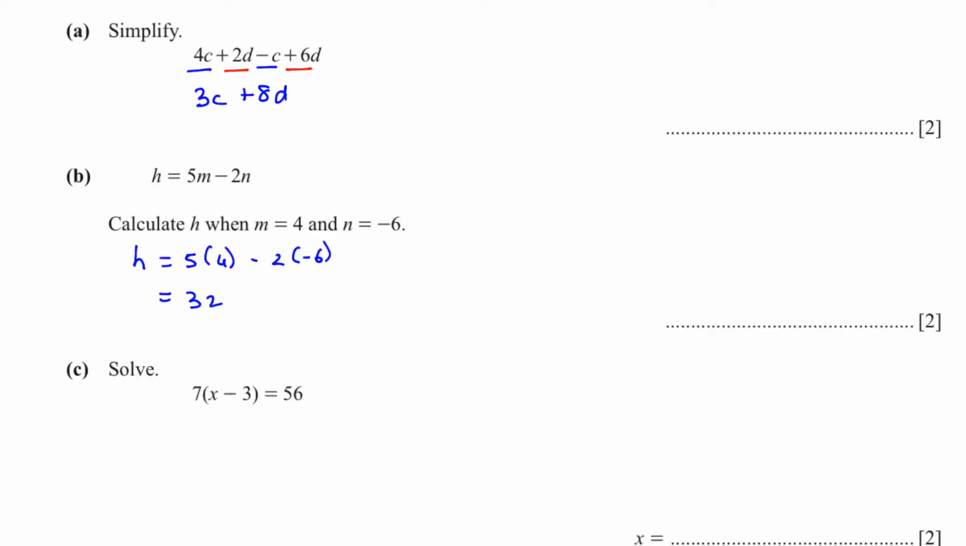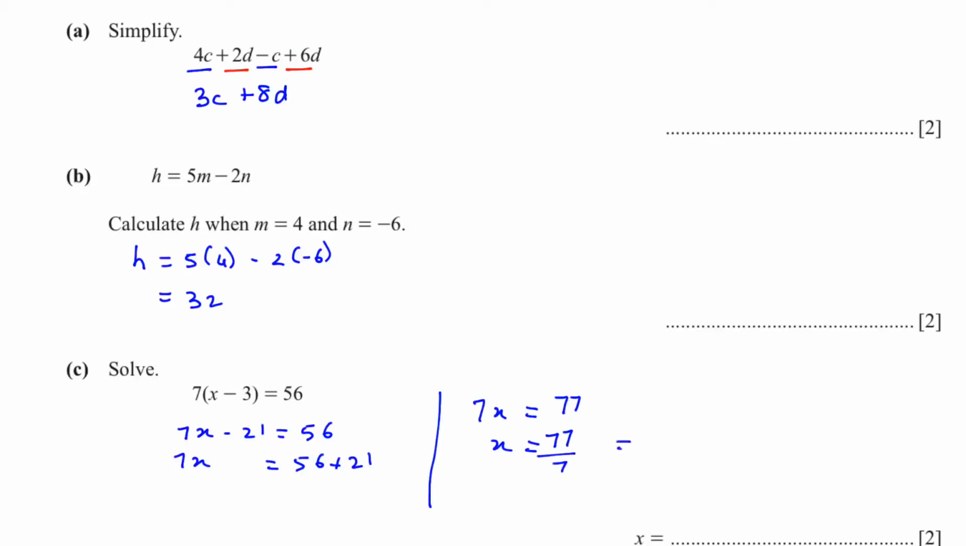Part C, solve. The equation has been given to us, so we have to find x. Open the bracket up and make x the subject. 56 plus 21 will give us 7x is equal to 77. Therefore, x is equal to 77 divided by 7, which is 11.